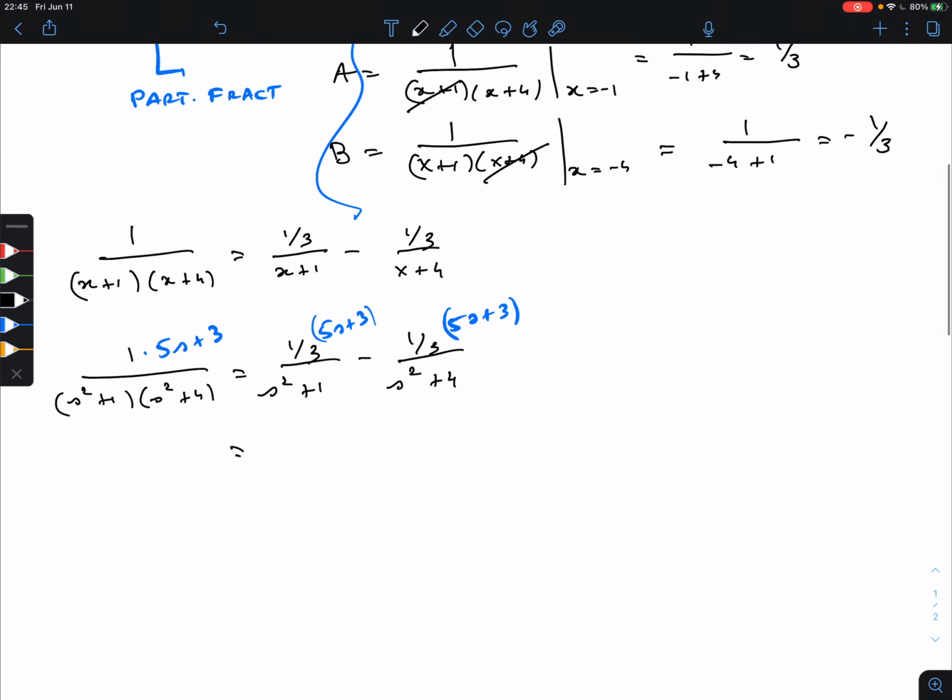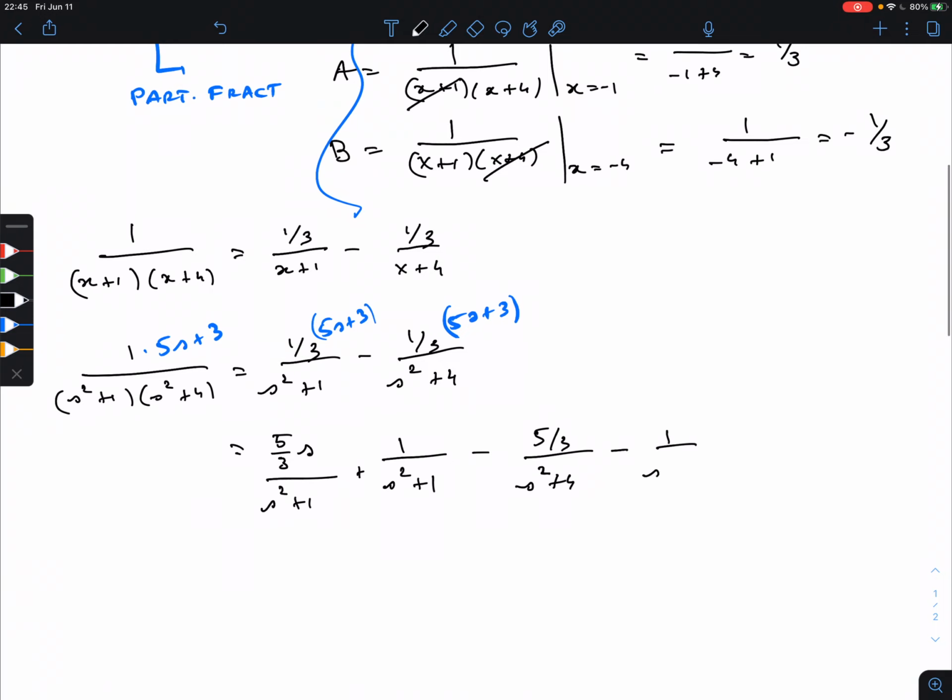That is 5/3 s over, yeah. And now we split that sum. 5s plus 3 we split into 5/3 s over s squared plus 1, plus 1/3 of 3, that's 1 over s squared plus 1. And we do the same with the other guy. This is minus 5/3 s over s squared plus 4. And then the other term is a minus. The 3 and 1/3 cancel. I get 1 over s squared plus 4.